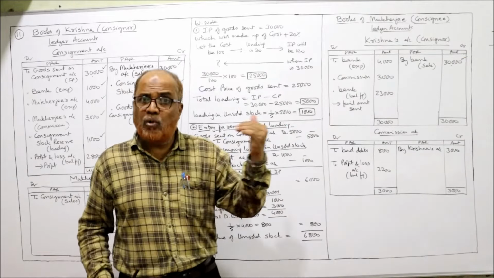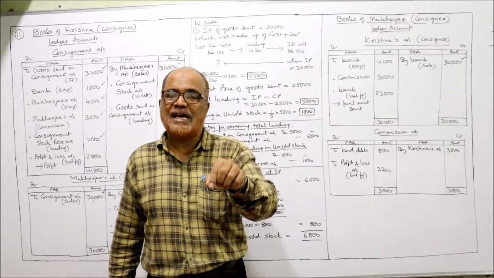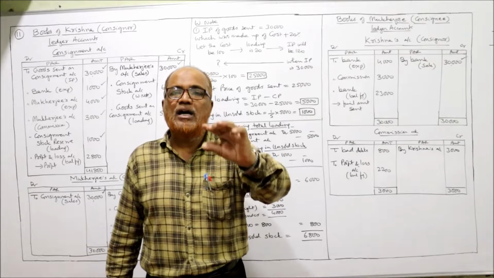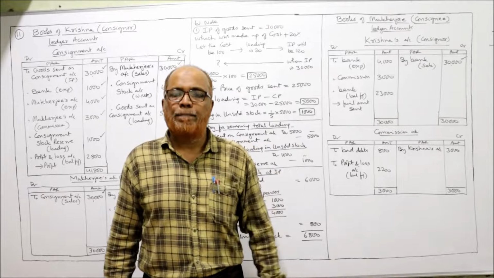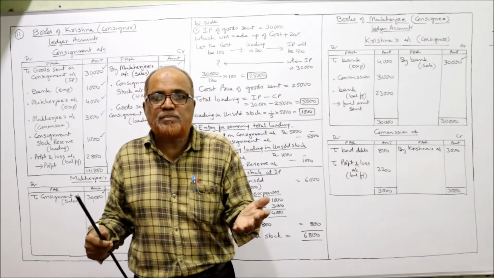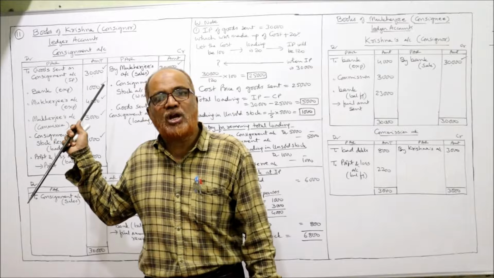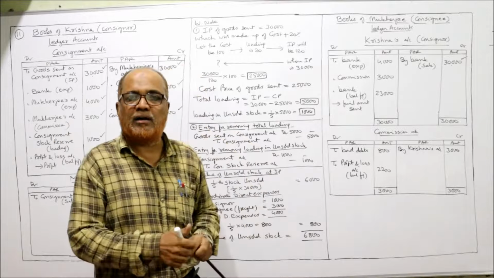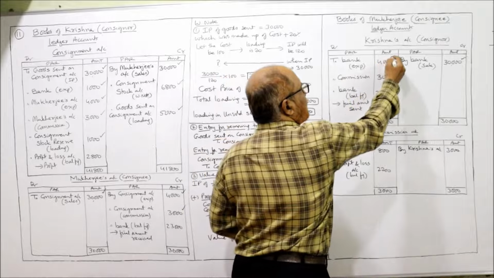Now Mukherjee has spent 4,000 rupees expenses. So entry will be Krishna account debit to bank. Because he is paying 4,000, so bank account is credited. For whom is he paying? He is paying on behalf of Krishna. So Krishna account debit side to bank.